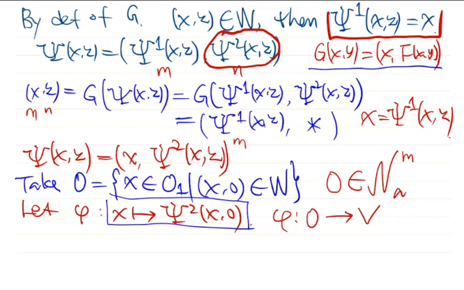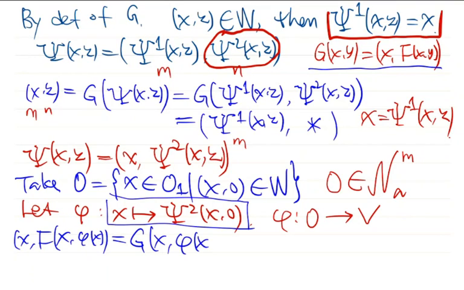We will see that phi is the map we want because we have this computation. (x, F(x, phi(x))). Then this is by definition of G. This is precisely G(x, phi(x)), right? This is the definition of G. Then this G is x. Phi(x) is psi2. Sorry, I'm missing a psi here.